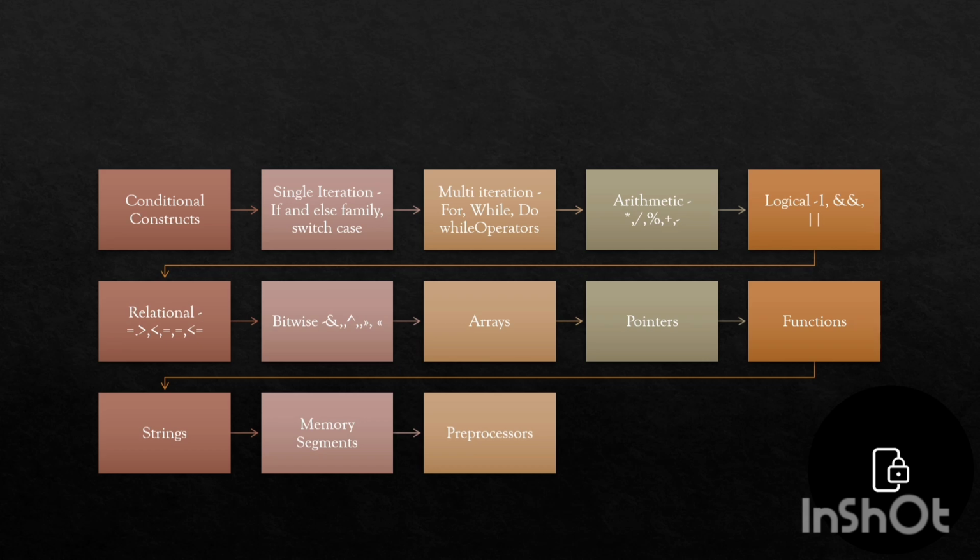And the next, bitwise operators. These are used to manipulate data at the bit level. For example, AND performs an AND operation on the bits. And the memory segments. Programs in C use different types of memory segments, such as the stack and heap, to store data during program execution. And we'll move to the next slide.